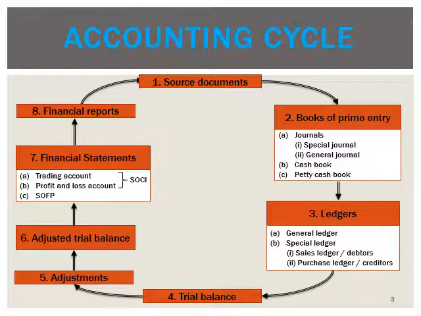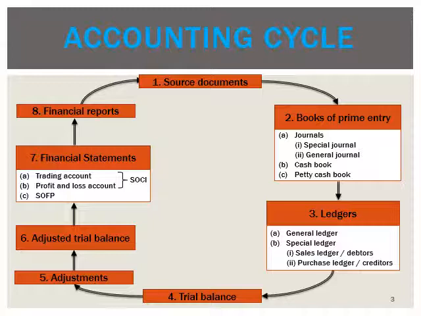To prepare the accounting records, we have to follow certain steps. These steps are called the accounting cycle. We will start with the source document, and this source document then will be prepared in the books of prime entry. We have different books in the books of prime entry, such as journal, cash book, and petty cash book. Then we will continue the transactions and record in the ledgers.